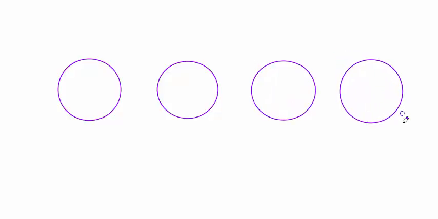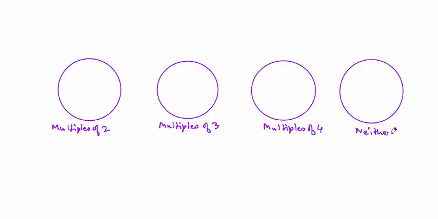Let's say we want to put the numbers from 1 through 12 in 4 groups: multiples of 2, multiples of 3, multiples of 4, and neither. So let's just name them: multiples of 2, multiples of 3, multiples of 4, and numbers that are neither multiples of 2 nor 3 nor 4.